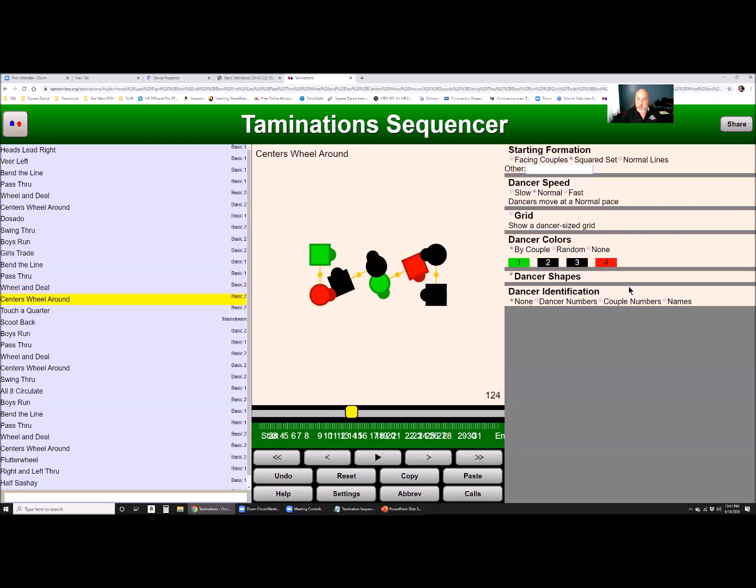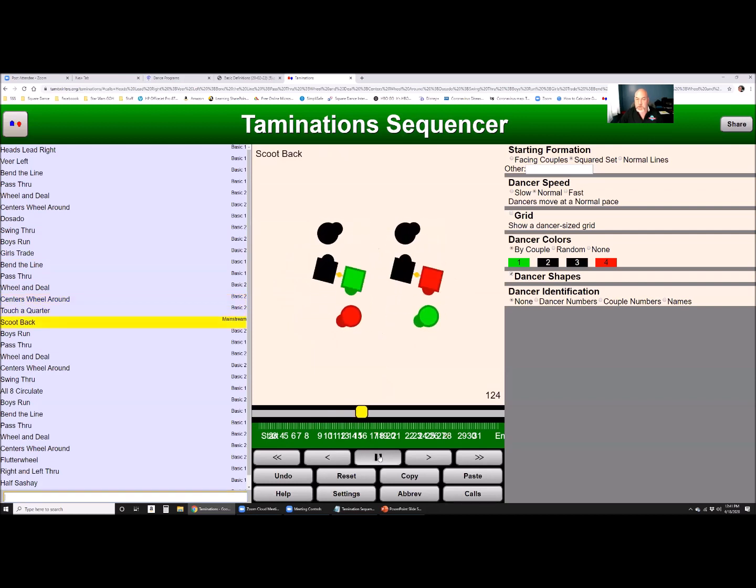Note that on this wheel around, it is not the same people. I don't want to drill just 4 people. I want to drill more than 4 people. So I'm moving everybody in through, changing some things around. After this time we're going to touch a quarter instead of a do-si-do.